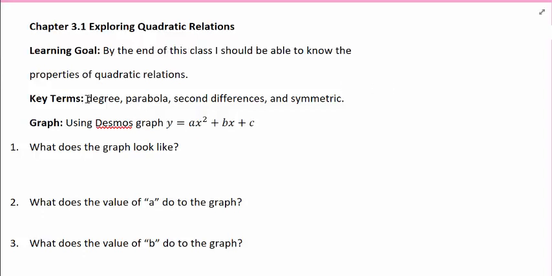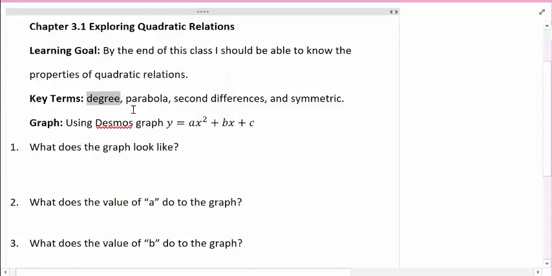Here are some key terms. We're going to talk about the degree of the polynomial. We're going to talk about parabola, second differences, and you know about first differences, yes? Yeah. And then we're going to talk about symmetry, okay?